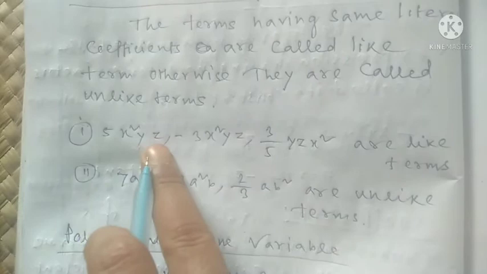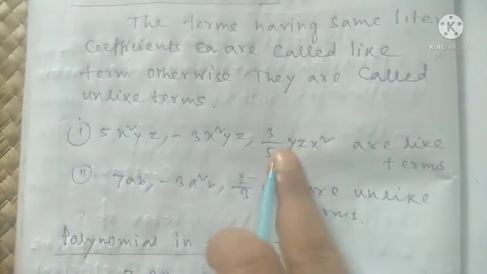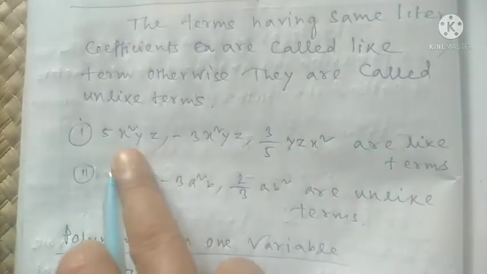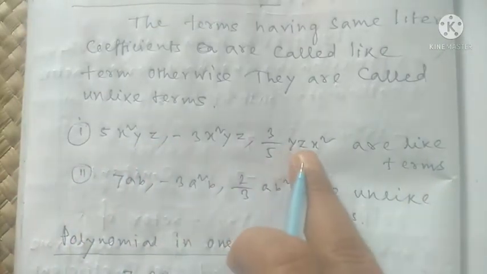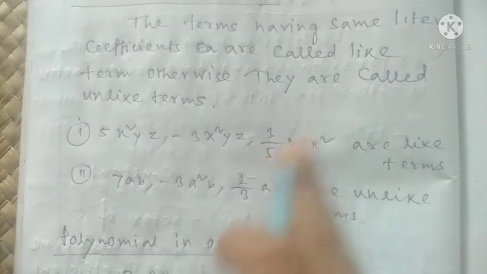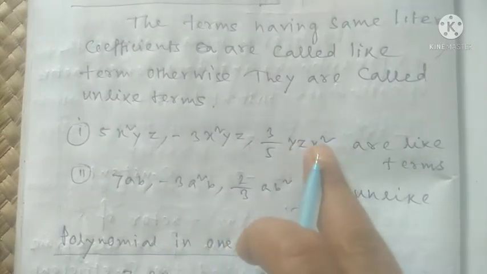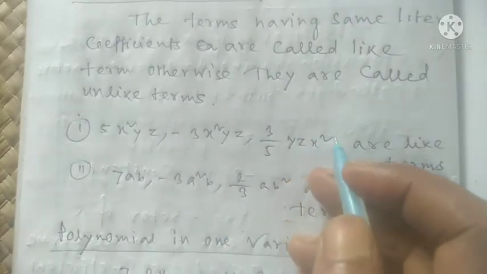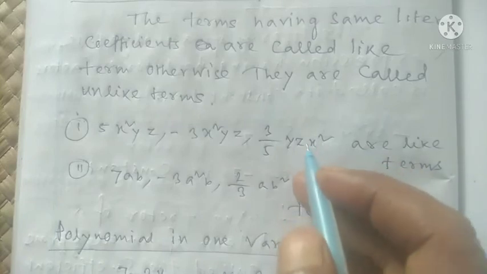Here is x square y z. There is also x square y z and y z x square, but the arrangement is different. Here x is first, y second, and z third. But here y is first, z second, and x square third. When you multiply a combination, you have to take x square y z and y z x square as the same, because in multiplication the order does not matter.